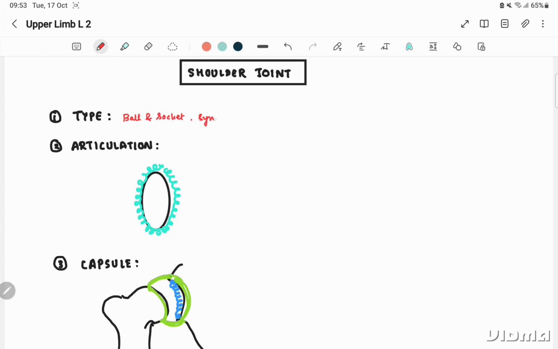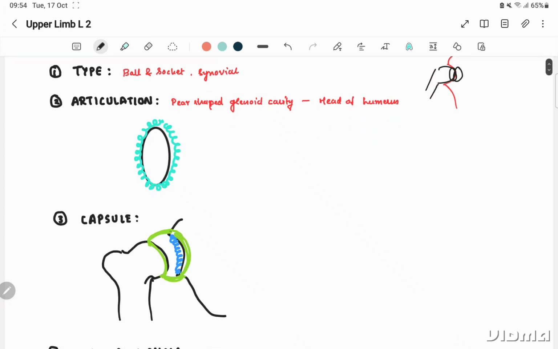and it is a synovial joint, synovial variety, and the articulation. The shoulder joint articulates in the pear-shaped glenoid cavity, and to this, what is attached? The head of humerus. So if this is the glenoid cavity of the scapula, then the head of the humerus articulates here. So these both are the articular surfaces.